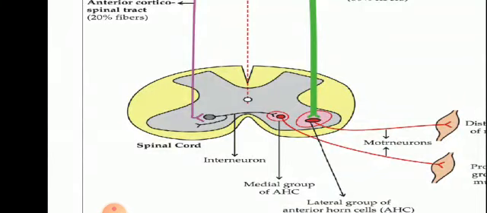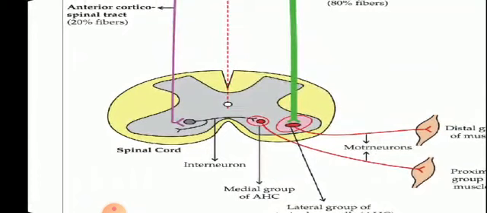Now the fibers of, so first we'll go to the lateral corticospinal tract. The fibers of the lateral corticospinal tract terminate on the lateral group of motor neurons in the ventral horn of the spinal cord. You can see that in the picture. Now about 30% of the fibers terminate directly on the motor neurons, but there is a major 70% of fibers which terminate on the anterior horn cells through interneurons. That's a very important point to be noted there.